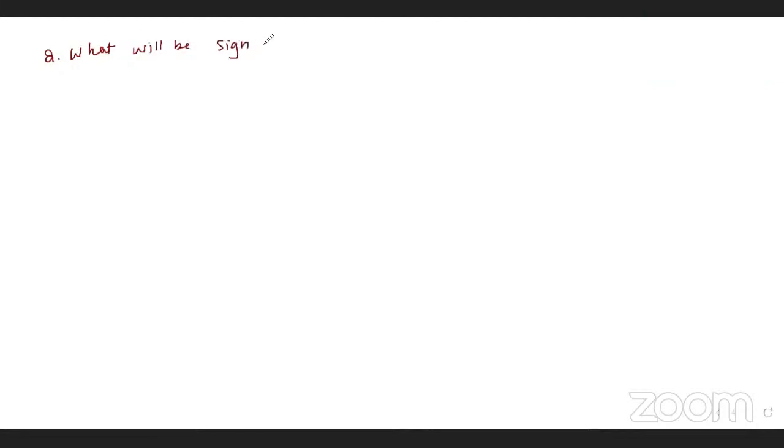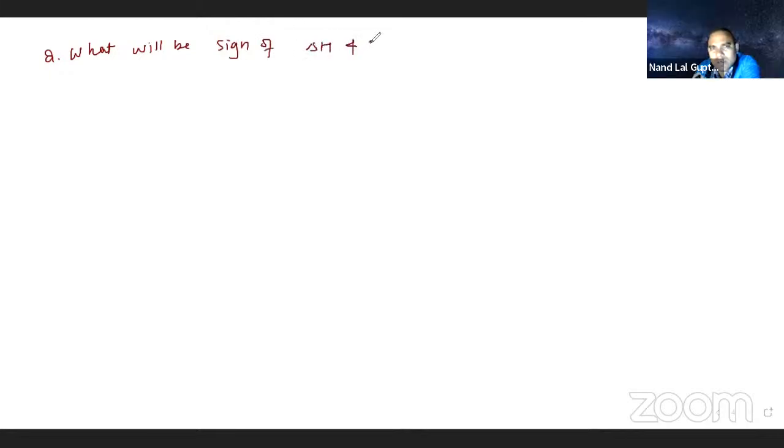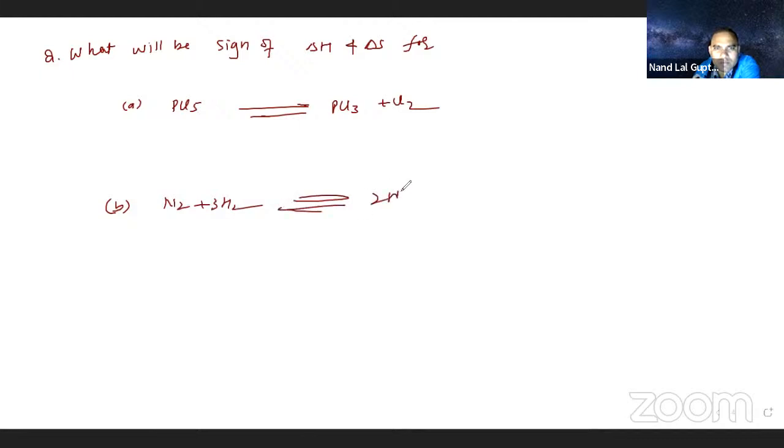Little bit I am checking how much you study. What will be the sign of delta H and del S for A, PCl5 converting into PCl3 plus Cl2, and B, N2 plus 3H2 giving 2NH3? Okay, do it.